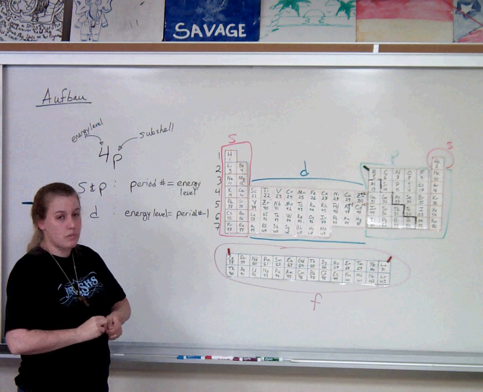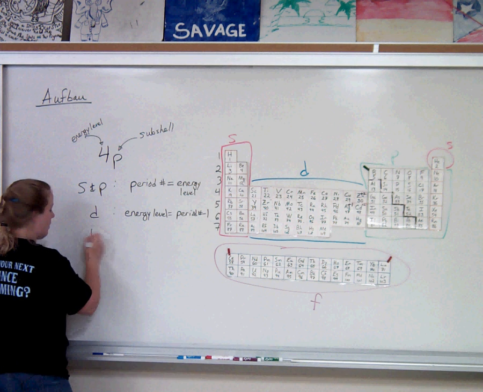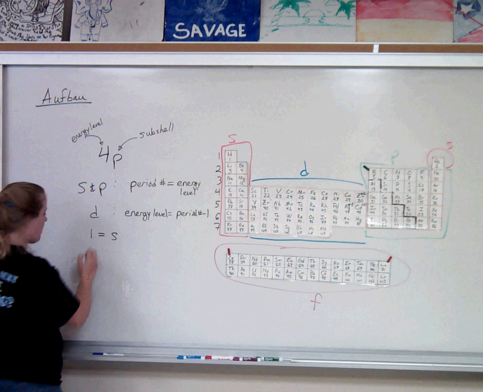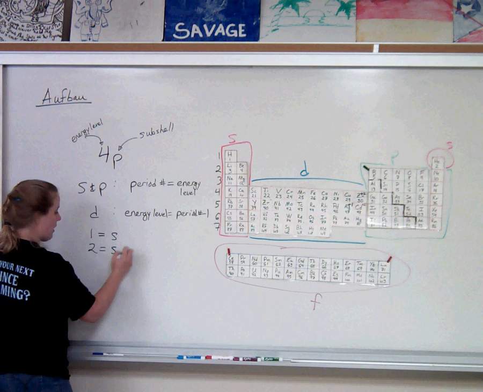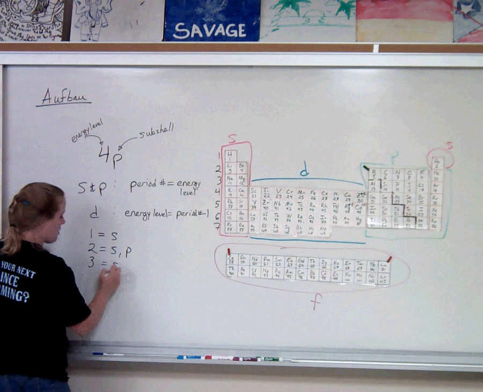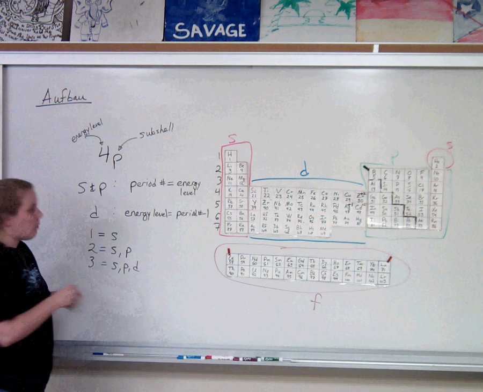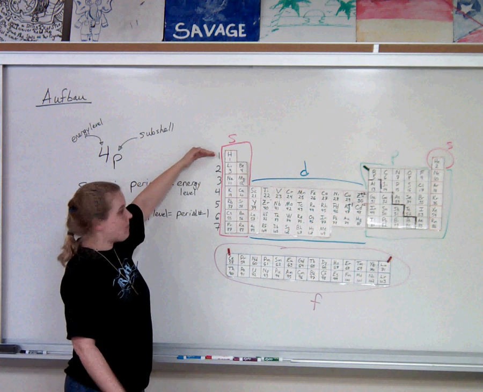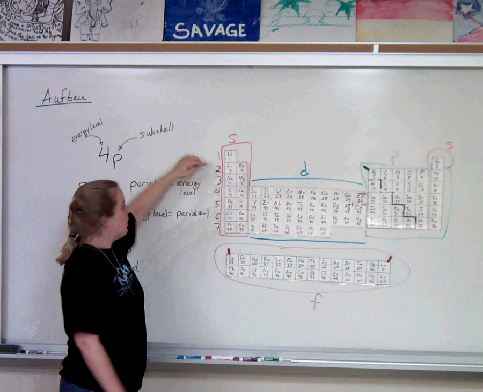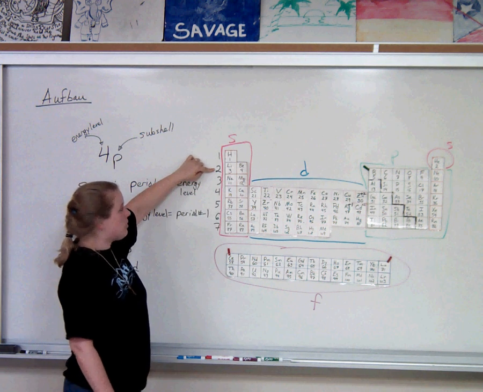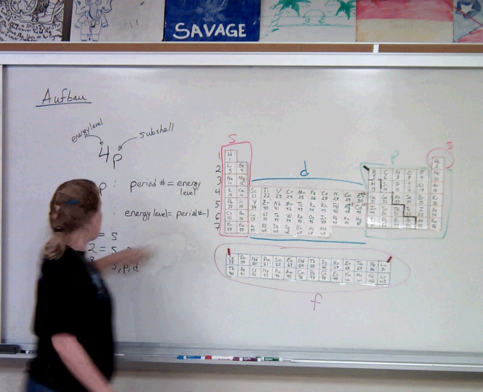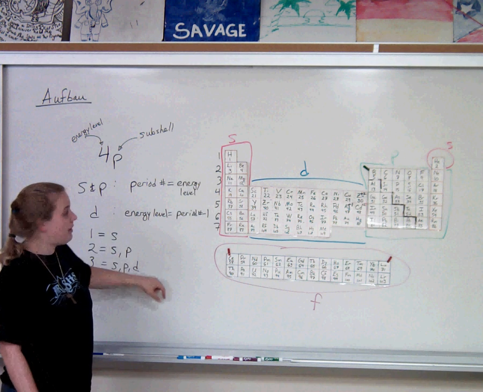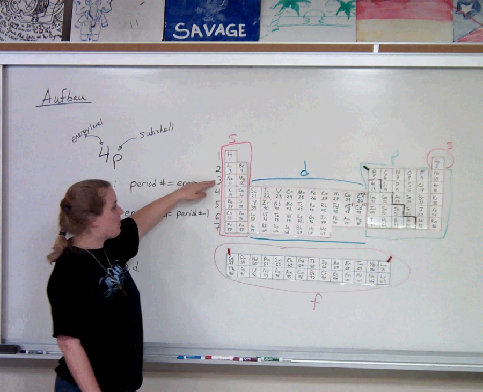Remember from the first video, I told you that the first energy level has 1 subshell, and that subshell would be S. The second energy level has 2 subshells, so that would be S and P. The third energy level has 3 subshells, S and P and D. Well, let's look on our periodic table. Period 1 has 1 subshell, S. Both hydrogen and helium are in S. Period 2 has 2 subshells, S and P, so we're good. But when we hit energy level 3, we know that we're supposed to have S, P, and D. However, period 3 does not have S, P, and D. Period 3 only has S and P.